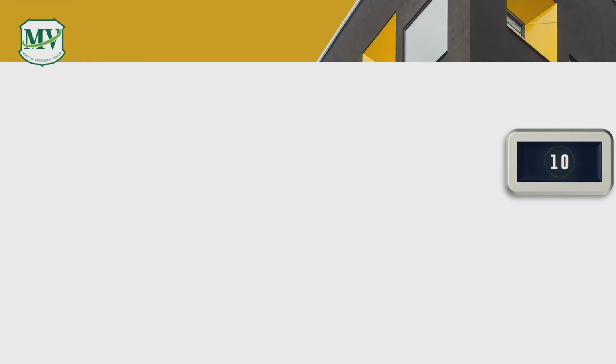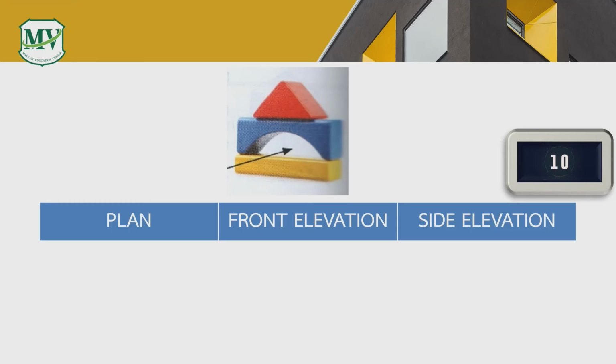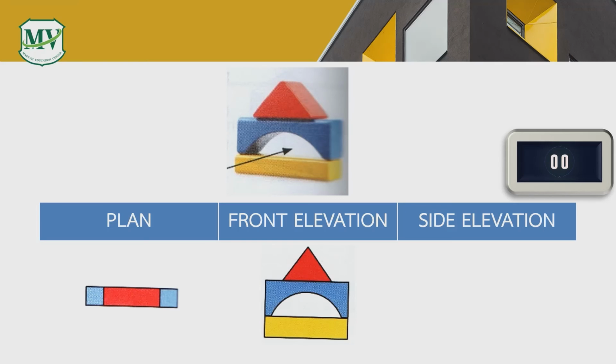Let's try another three-dimensional object. I will give you 10 seconds to answer it. Let's identify our plan, our front elevation, and our side elevation. Your time starts now. Now everybody, we are going to identify our plan, our front elevation, and our side elevation. If you got it all correct, then give yourselves a round of applause.